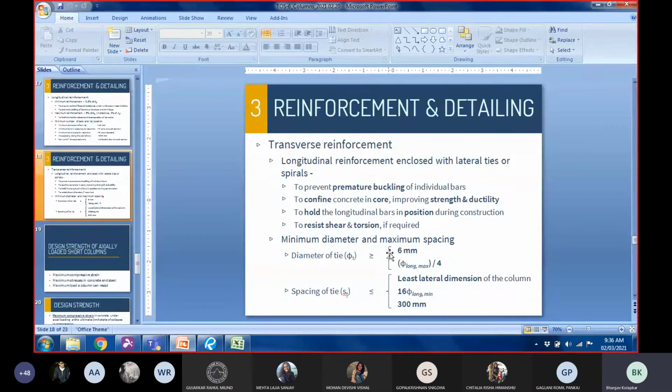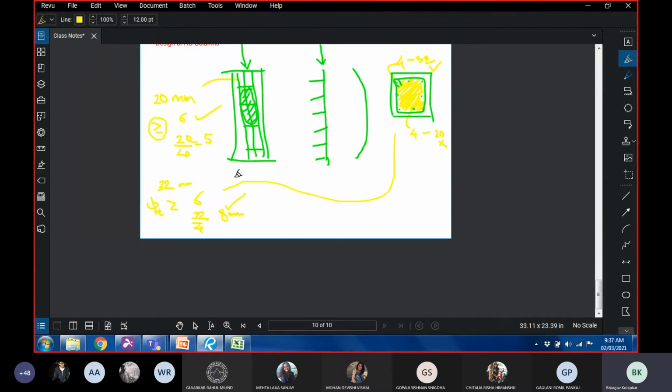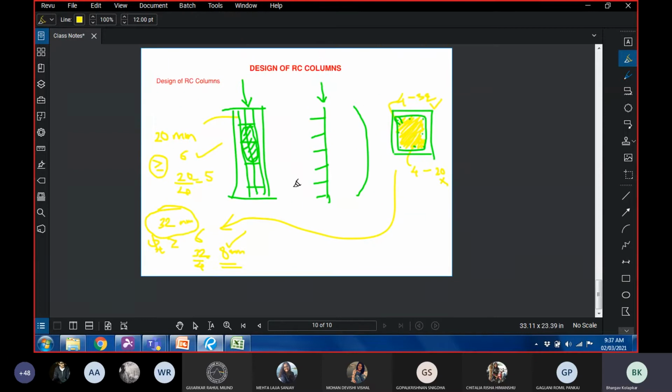Therefore, the diameter of the tie has to be greater than or equal to 6 mm or phi long max divided by 4. Now, what does this phi long max mean? If you are providing, say, 4 bars of 32 and inner bars of 20, it means that you cannot consider 20 for your criteria, you have to consider 32. So you will consider 32 as your diameter of longitudinal reinforcement, and with this criteria, you have to provide at least 8 mm diameter bars. Now, this might look like a lot of information, but as we solve problems, you'll realize that this is very simple.